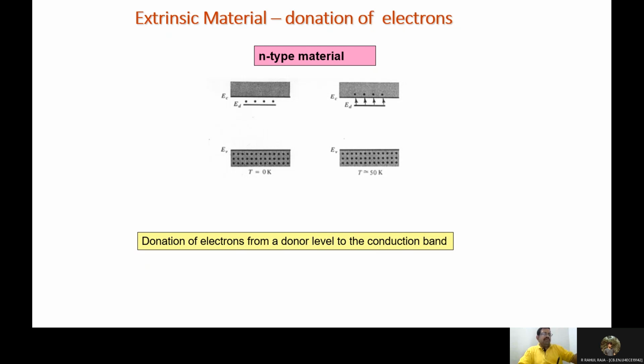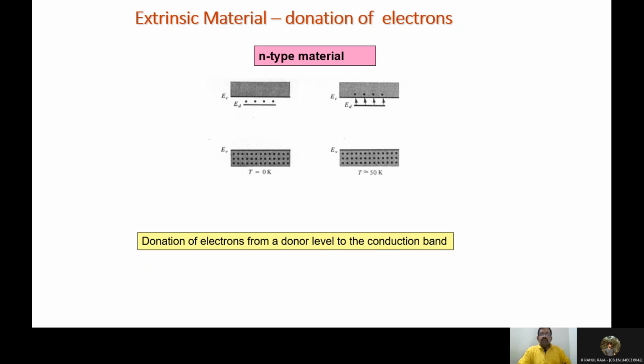Very similarly, when phosphorus is added to silicon, it has an extra electron, and all I need is a very small heat energy for that extra electron to go up to the conduction band and conductivity to happen. So the phosphorus is willing to donate the electron to the conduction band in the silicon. Therefore, the donor level must be closer to the conduction band in silicon.